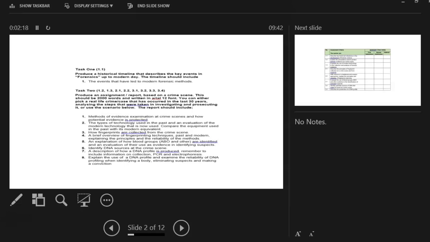But obviously, if you're picking a case, it's got to be a relatively modern one if you're going to talk about things like DNA. So it just goes through each step, but each step just corresponds to one of the criteria.